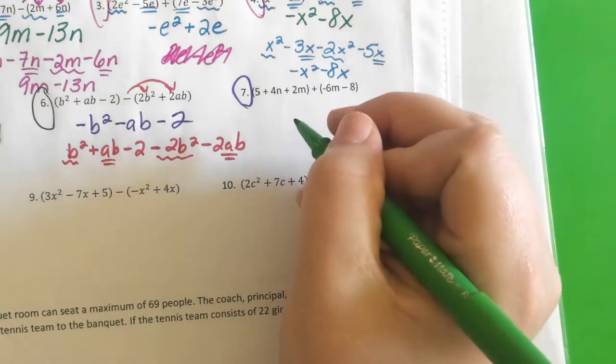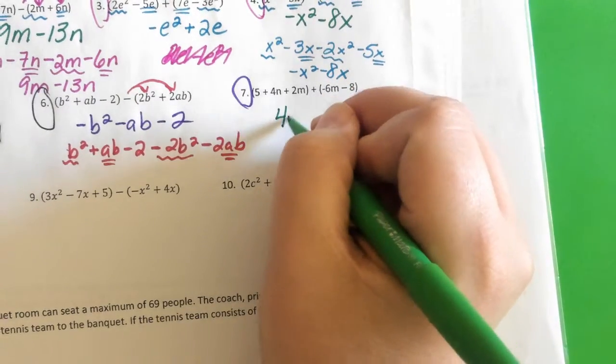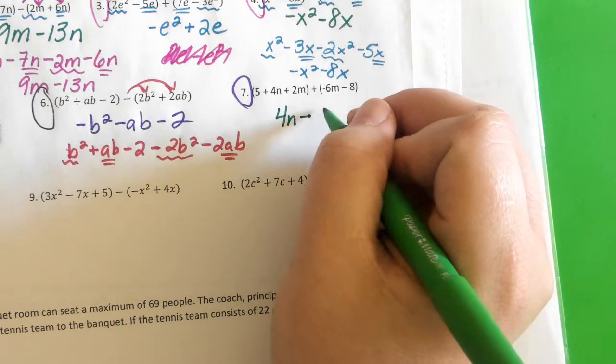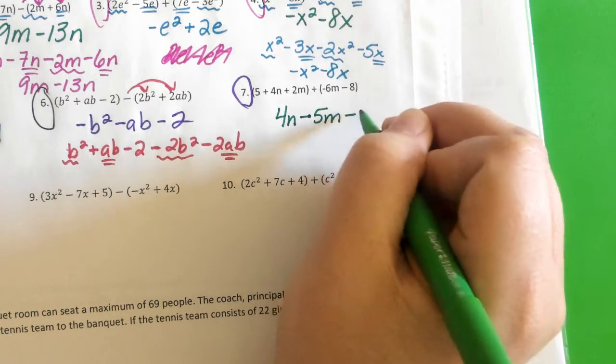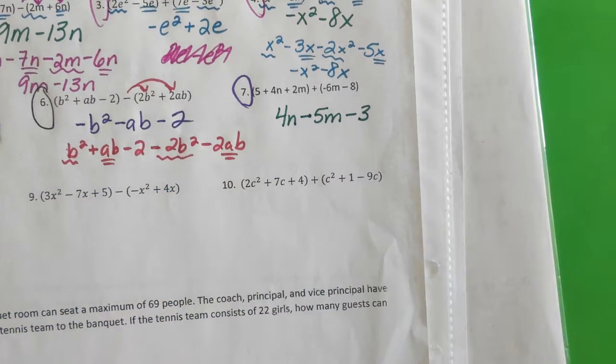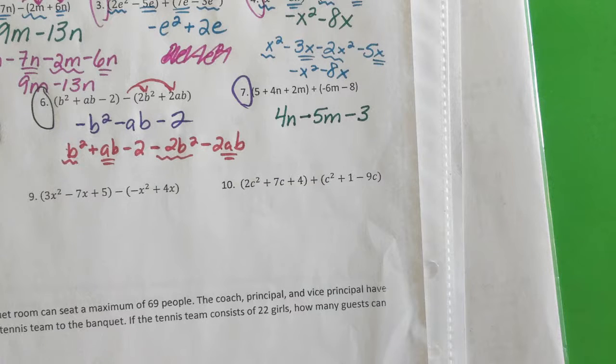I got 4n minus 5n minus 3. Minus, that's 5n. He got it back. Minus 3. Okay, you may add a point for you because you did volunteer, which was nice.